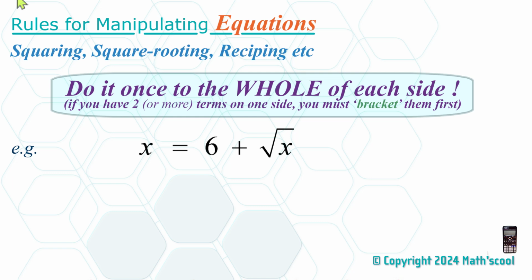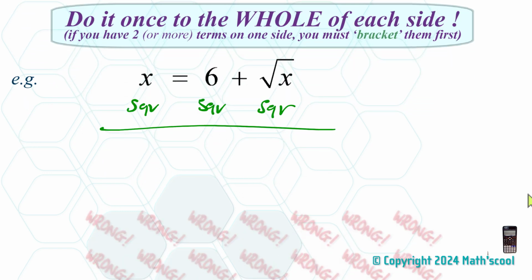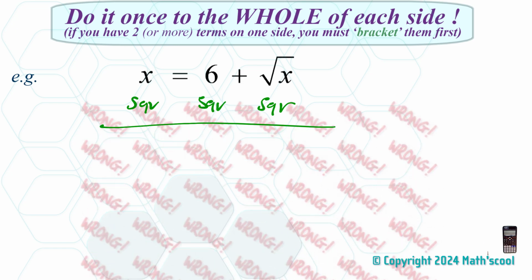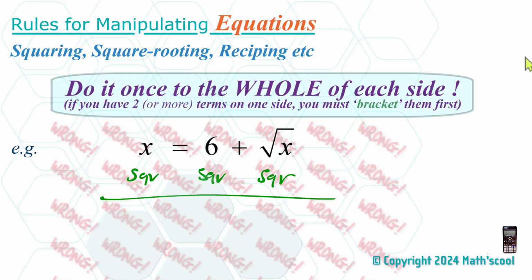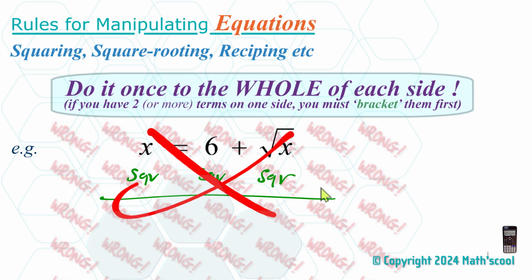Same sort of thing here. I want to square it. I desperately want to square it. You can't do that. That's wrong. Because you've got 2 terms on the right hand side. So, no. Again, just really be emphatic about that, because this is a common mistake that students will make.